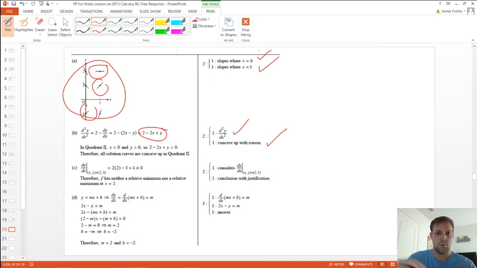For part C, we considered the first derivative at the point 2, 3. We got that it was equal to 1, which is not 0. So then our conclusion with justification: therefore, there's neither a minimum nor a maximum at x equals 2. And then lastly, the fact that we found the derivative of our particular solution, and we recognized that it had to be equal to our differential equation.